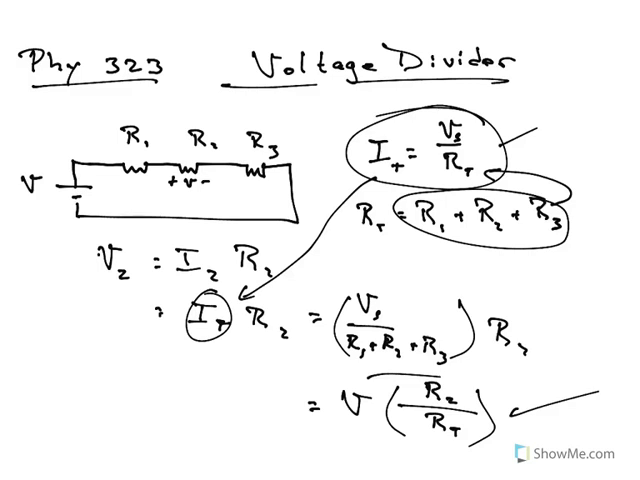So this is kind of like saying, well, resistor 2 is 2/3 of the total resistance of the circuit. So how much voltage is it going to drop? It's going to drop 2/3 of the total voltage. Very, very easy concept. Let's see it in action. Here's an example.